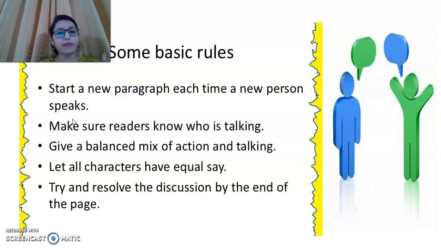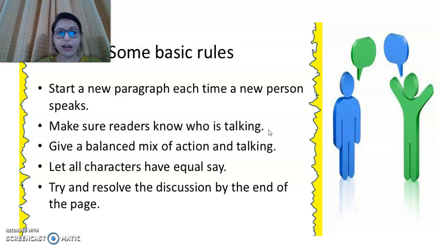So whenever they start saying something new, whatever they say, that will come sequentially. Speaker 1, speaker 2, whatever the name is, it will come in a new paragraph. Make sure readers know who is talking, such as you are writing in the exam paper and I am checking your copy, or I am reading your writing. I must understand who the speakers are.